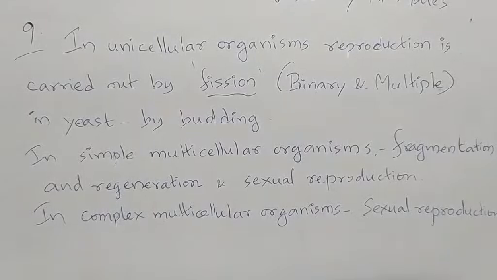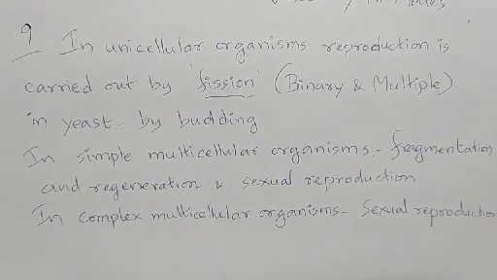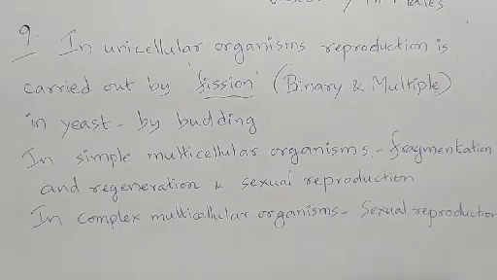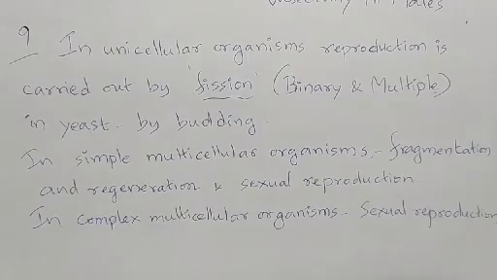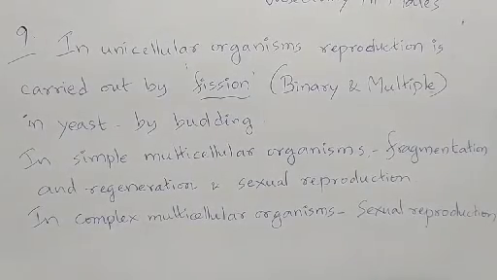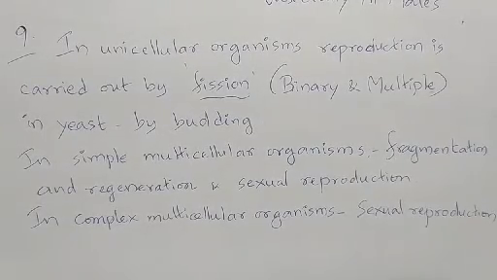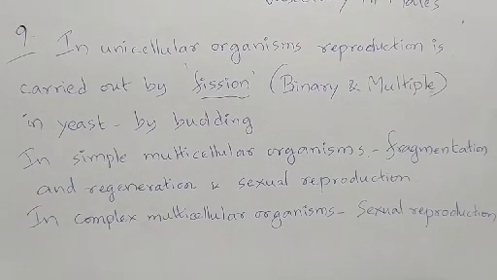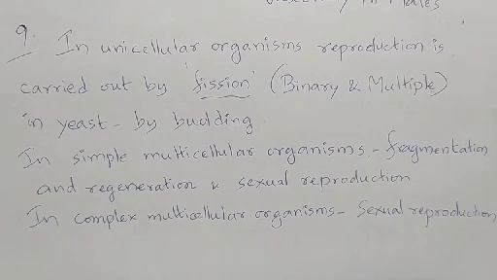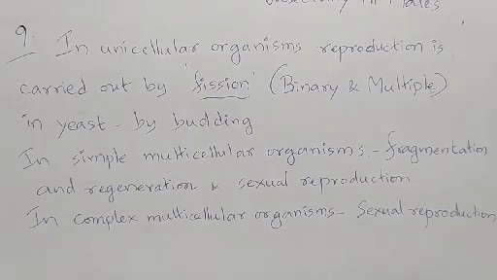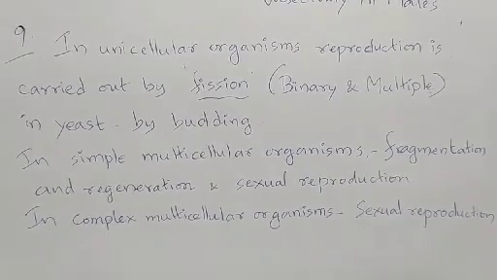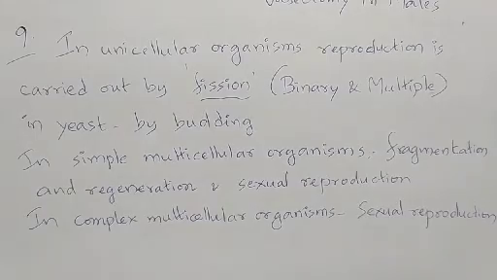How are the modes of reproduction different in unicellular and multicellular organisms? In unicellular organisms, reproduction is carried out generally by fission, binary fission and multiple fission. In yeast, by budding. It is also a part of binary fission only. In simple multicellular organisms, fragmentation and regeneration and sexual reproduction also are carried out. In complex multicellular organisms, sexual reproduction only is carried out.